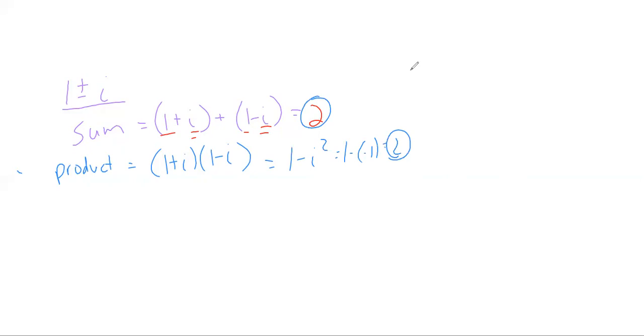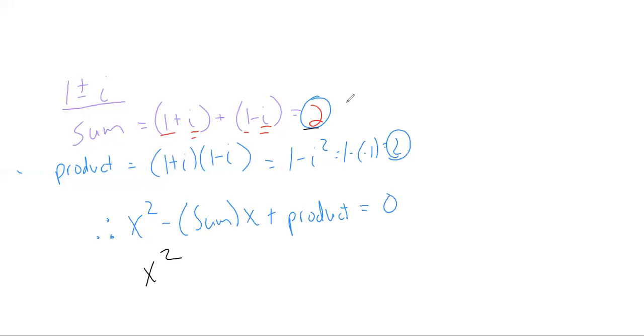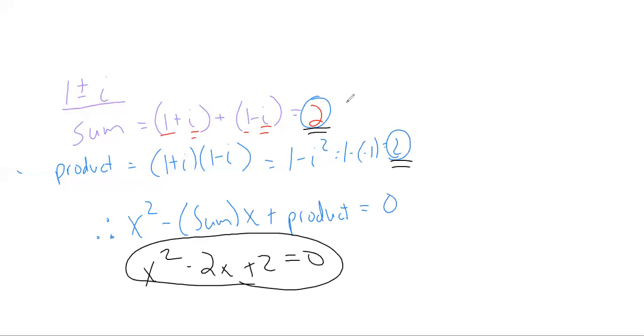Well, this is how this works. These 3 little dots mean therefore. Now you will know that x squared minus whatever you found for the sum times x plus whatever you found for the product is going to be equal to 0. So to find the equation, all I do is I go x squared, take the sum, minus 2x, take the product, plus 2 equals 0. There's my equation.